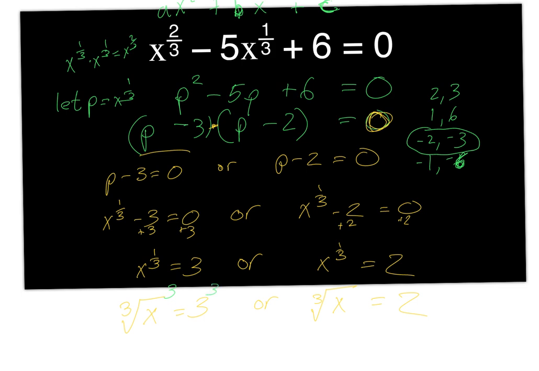So I'm going to cube both sides of each equation. When I do that, the cube and the cube root are inverse operations, leaving me just x, and then 3 cubed is 27. 3 times 3 times 3. Or cube root cubed, inverse operations, left with x, equals 2 cubed, which is 2 times 2 times 2, which is 8.